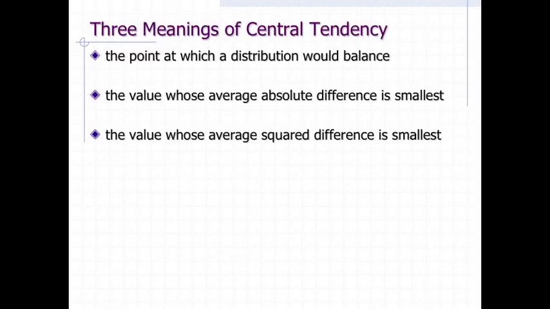In this section, what is central tendency? We discuss 3 ways to define the center of the distribution. One way is to define the center of the distribution as the balance point of the distribution. The second definition is the value whose average absolute difference from the other values is smallest. The third is the value whose average squared difference from all the other values is smallest.